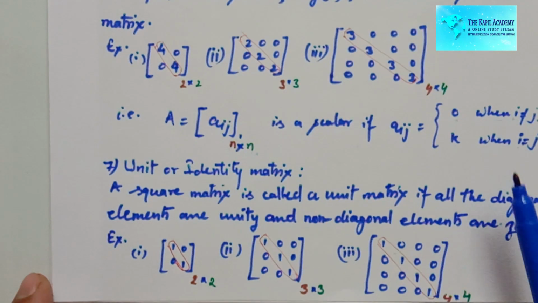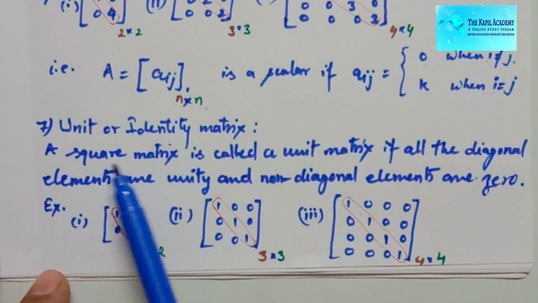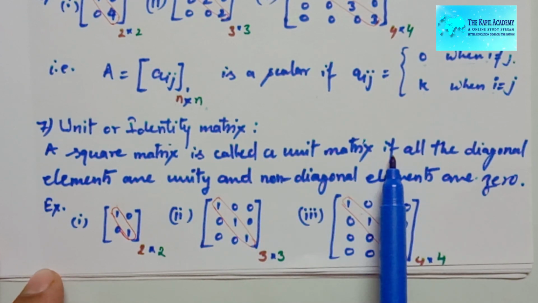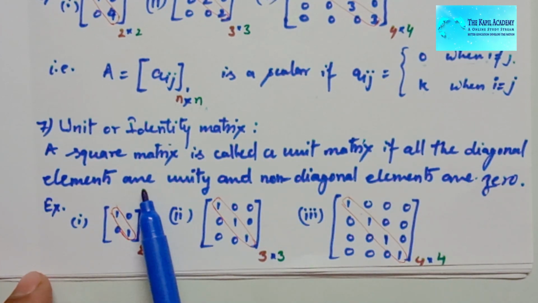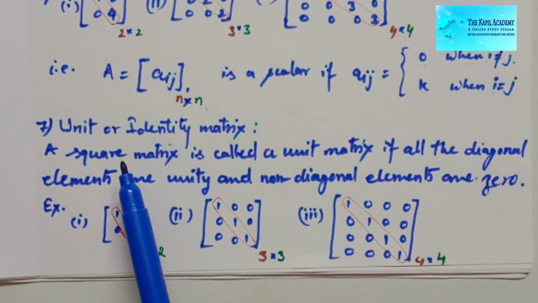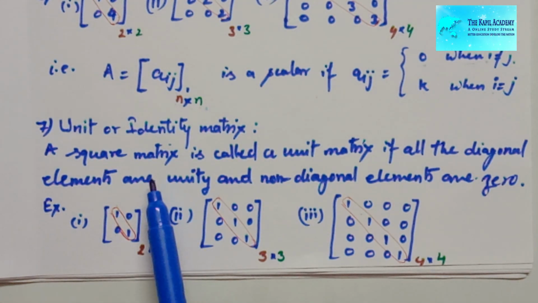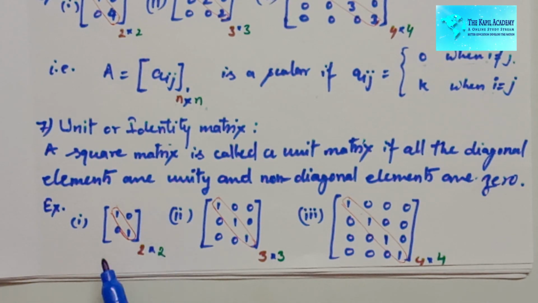The next type of matrix is the unit or identity matrix. A square matrix is called a unit matrix if all the diagonal elements are unity and the non-diagonal elements are 0. The unit matrix or identity matrix is also a square matrix whose diagonal elements are unity and non-diagonal elements are 0. So this is the unit matrix or identity matrix.